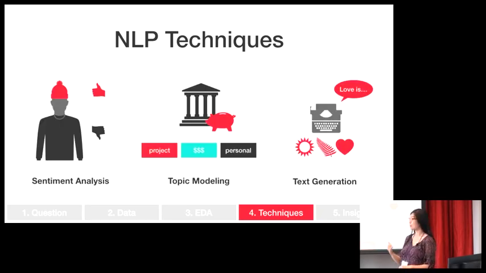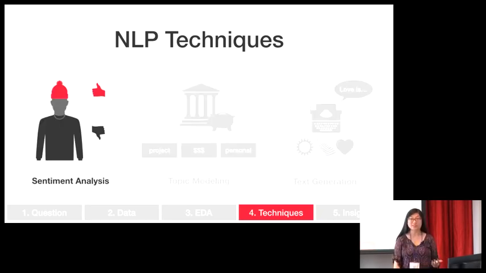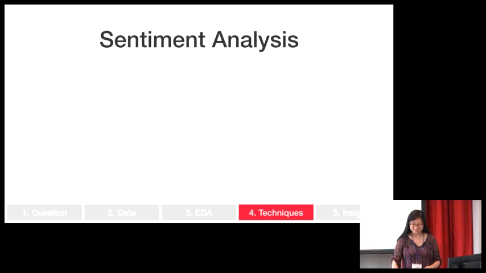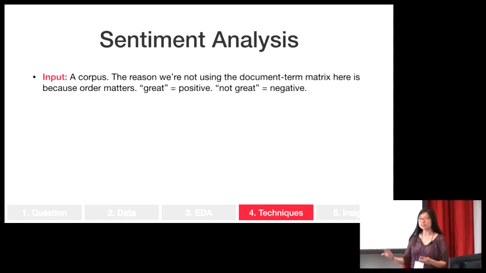These are the 3 techniques we're going to be going through, starting with sentiment analysis. Who here has heard of sentiment analysis? Who here has applied sentiment analysis? Okay. So the input into sentiment analysis: remember we have our corpus and we have our document term matrix. For sentiment analysis, we want to input our corpus. The reason is that when we had our document term matrix, it was in a bag of words format. So what is a bag of words format again?